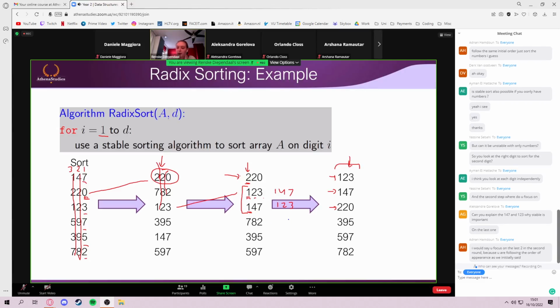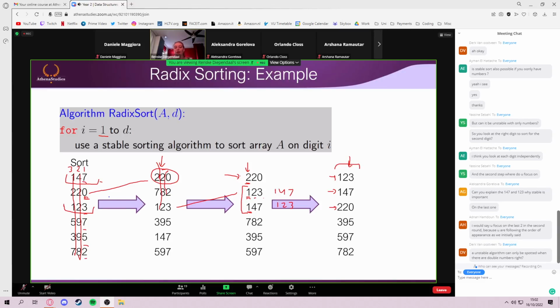Yeah, question, can you explain the 1, 4, 7 and 1, 2, 3, and why stable is important? Okay, so I already regret crossing out this one, but over here we had 1, 4, 7 and 1, 2, 3 in a different order, right? But you sort of sorted them on the first digit, so the 7 and 3 already switched over here. And now they are in this order.